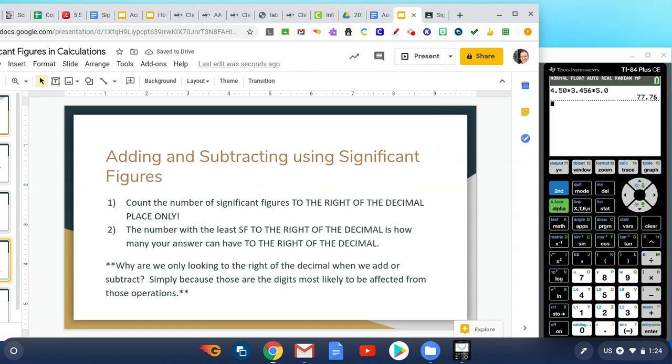The rules for addition and subtraction are a little different. When you're adding and subtracting using significant figures, you only count the number of significant figures to the right of the decimal place. The number with the least significant figures to the right of the decimal is how many you can have to the right of the decimal in your answer. Why are we only looking to the right of the decimal when we add or subtract? Simply because those are the digits most likely to be affected from those operations. When you add and subtract, the ones that are going to be affected the most are the ones to the right of the decimal place.